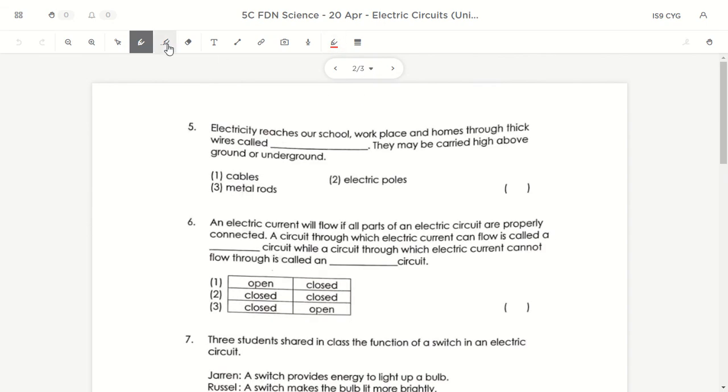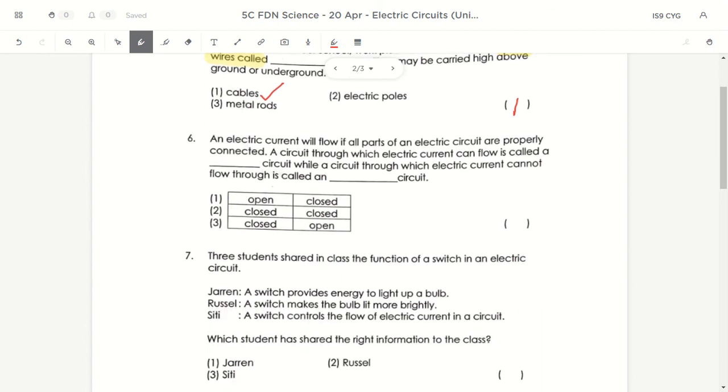Electricity reaches our school, our workplace, and homes through thick cables. We don't have a power plant in school, but electricity actually comes to our school through the thick wires, which we call electrical cables. Sometimes they are high above the ground, like in other countries. For us, Singapore, it is always underground. So it is 1, electrical cables.